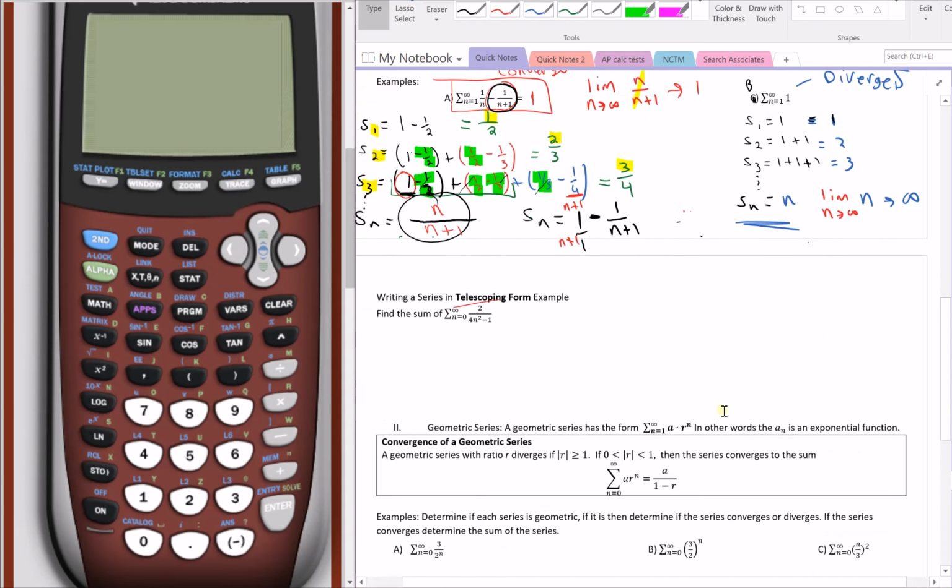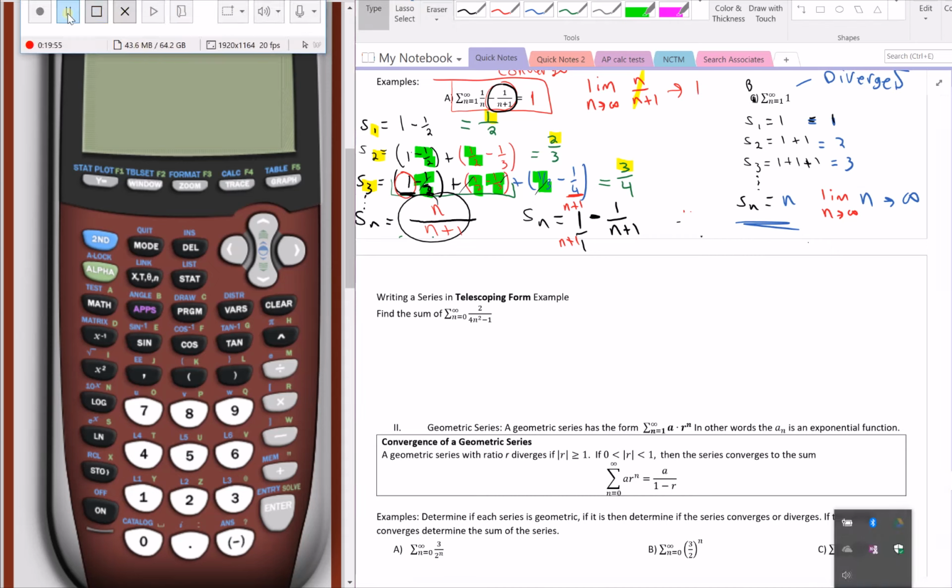Okay, let's talk about, again, this telescoping form here, just because it comes up and you want to be able to recognize these when they come up, and it helps you rewrite the series sometimes in order to write the explicit formula for it.